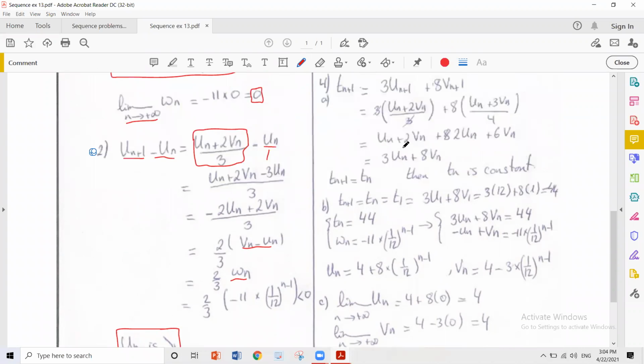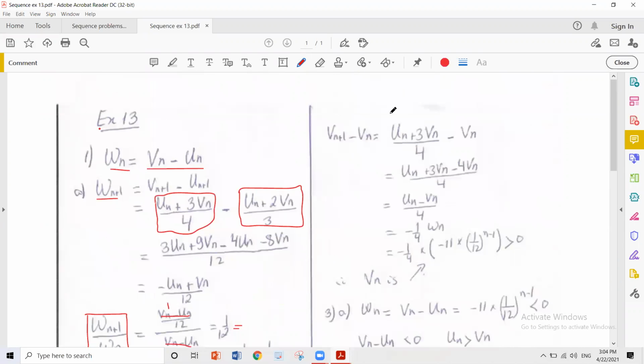Now to prove Vn is increasing, Vn plus 1 minus Vn, we replace Vn plus 1 by its value (Un plus 3Vn) over 4, minus Vn. We take the LCM, so Un plus 3Vn minus 4Vn over 4. So (Un minus Vn) over 4, which is minus 1 over 4 Wn.